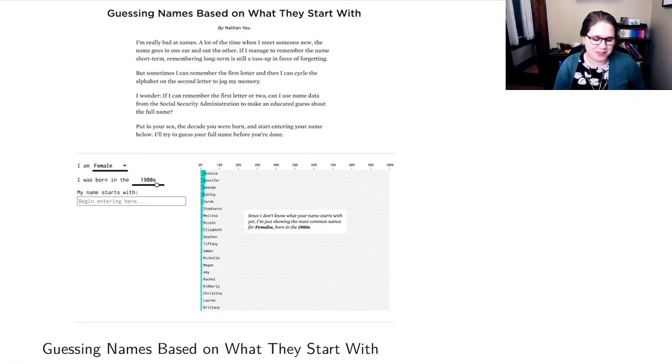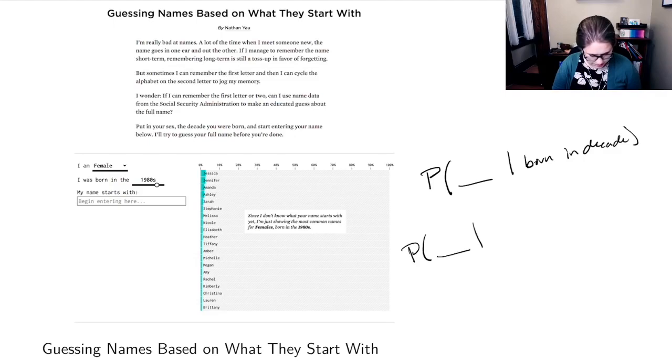Another visualization that I really like, this is partially because it was inspired by me, is this visualization of guessing names based on what they start with. So this is a piece by Nathan Yau, and I can see a connection to this class because it's sort of like the probability of a particular name given that you were born in a particular decade, or the probability of a particular name given that you were born in a decade and your name begins with a particular letter.